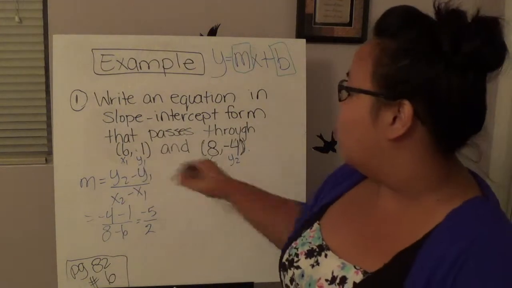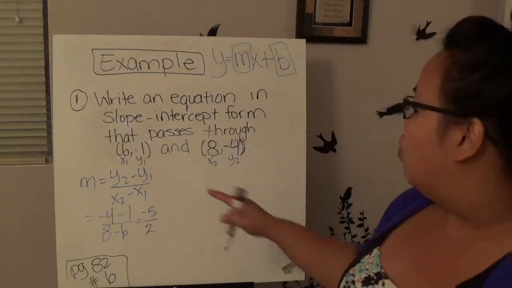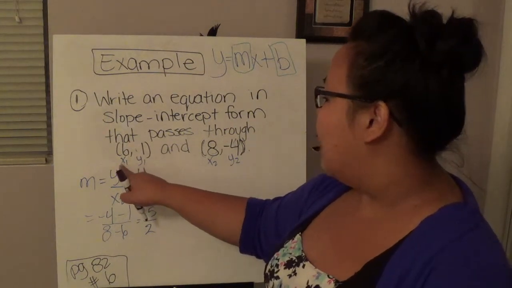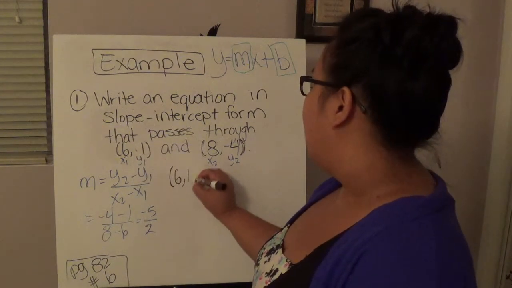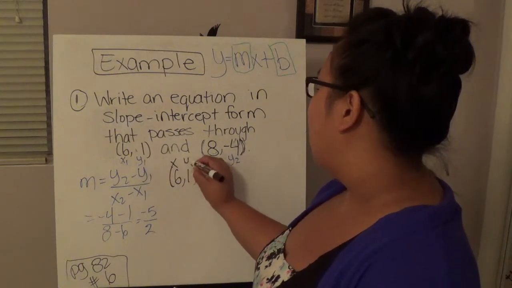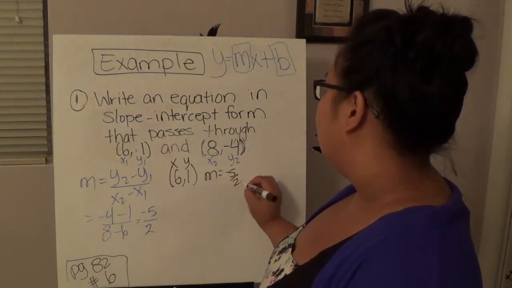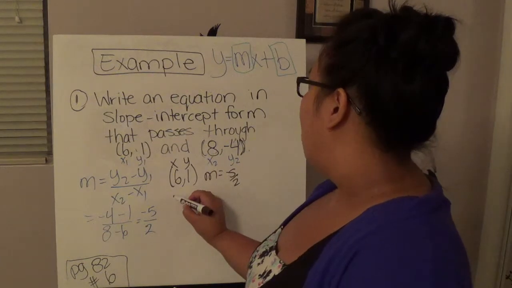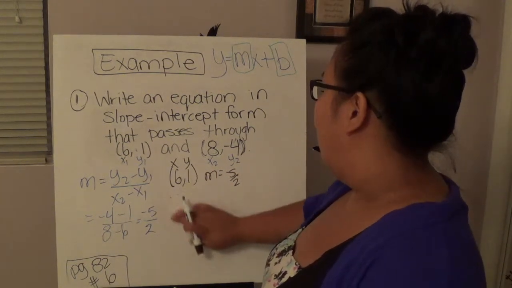I'm going to choose 6 and 1 because I like those numbers better than 8 and -4. So we're going to use 6 and 1, and we're going to plug this in. So 6 is our x, and 1 is our y, and our m is going to be -5 over 2. So I'm going to plug it in here. Y, okay, we know what y is. Y is going to be 1.